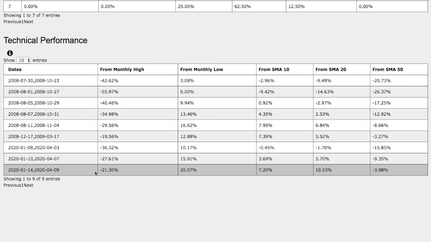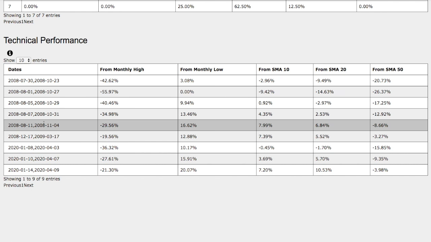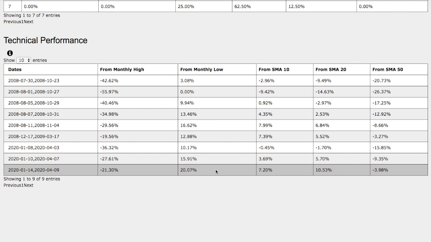So let's examine the technical performance of the current trend. We're down 21% from monthly high, up 20% from monthly low, up 7% from 10 simple moving average, up 11% from 20 simple moving average, and down 4% from 50 simple moving average. Now the trend that we just examined, August 11, 2008 to November 4th, 2008, was down 30% from monthly high, up 16% from monthly low, up 8% from 10 simple moving average, up 7% from 20 simple moving average, and down 8% from 50 simple moving average.